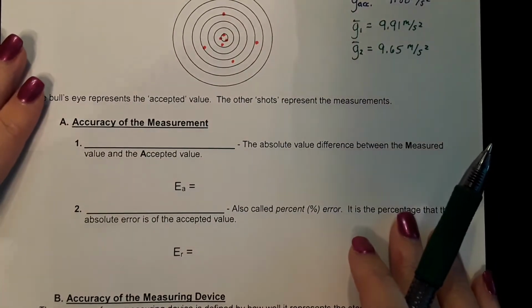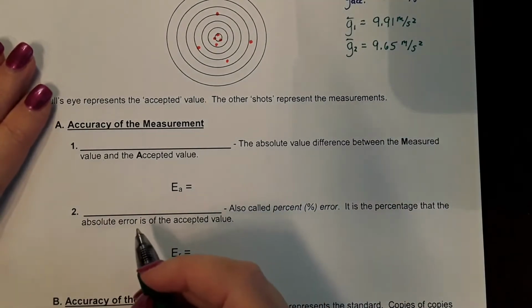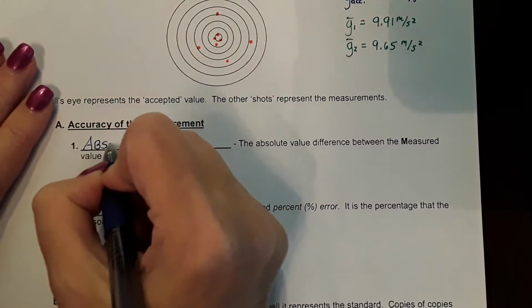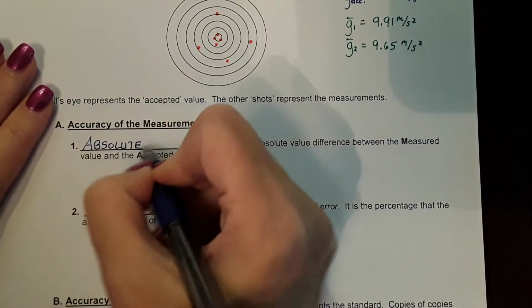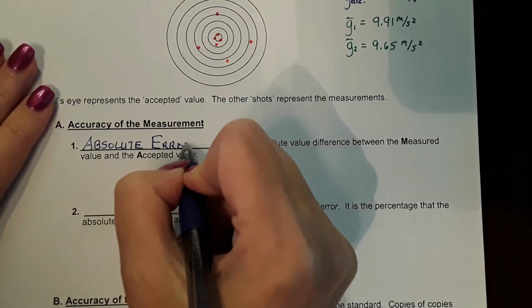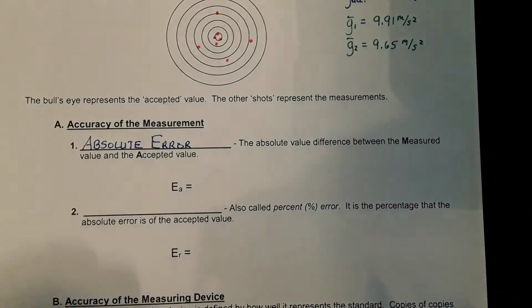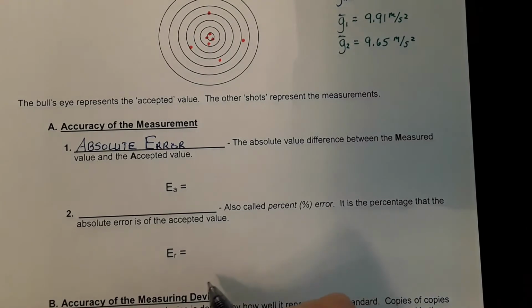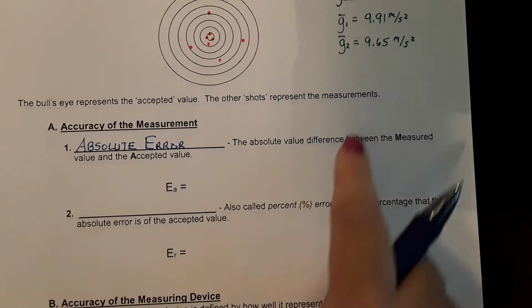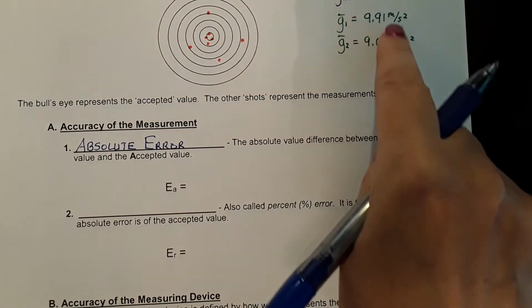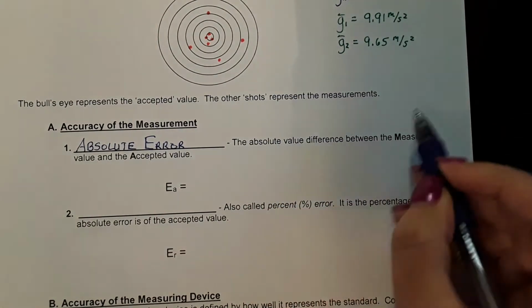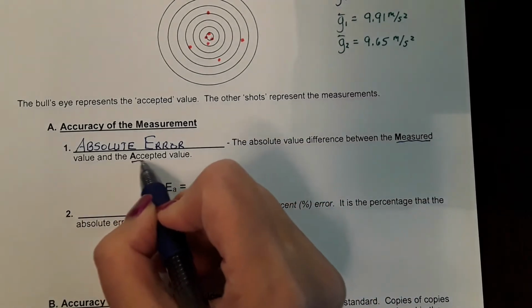The accuracy of measurements. All right, one way to find the accuracy of measurements is absolute error. Now, you've actually heard of absolute error before. You just called it by a different name. If you had Miss Miller or Miss Elswick for chemistry, then you know absolute error is simply a difference between the accepted value and the measurement. Look what it says, absolute value difference between the measured value and the accepted value.